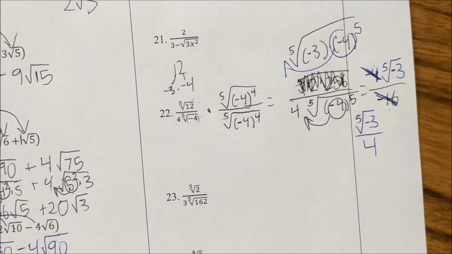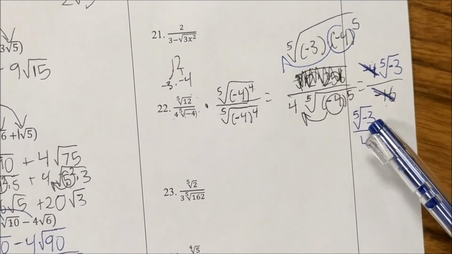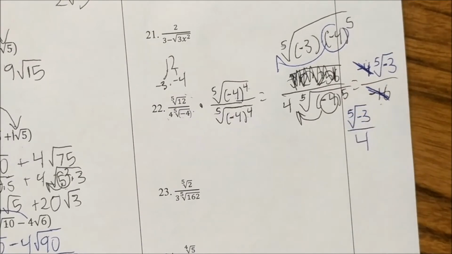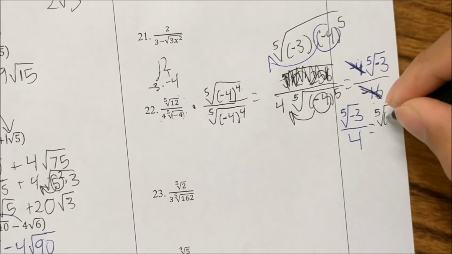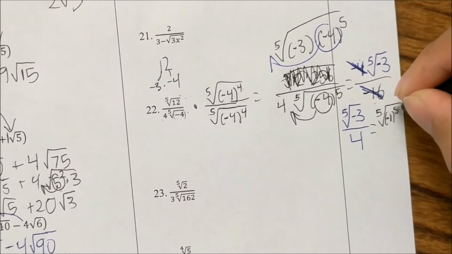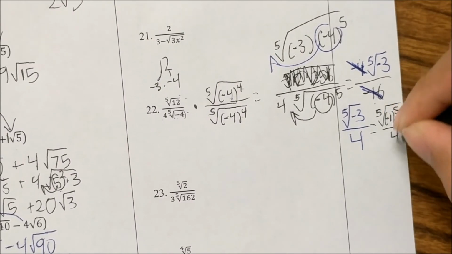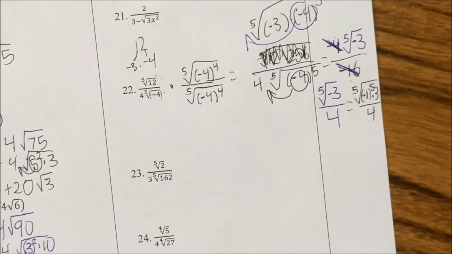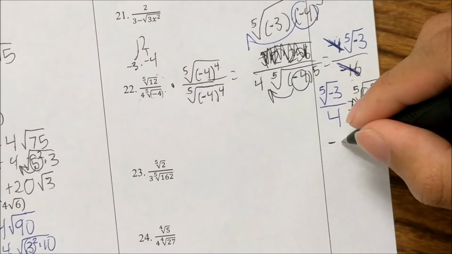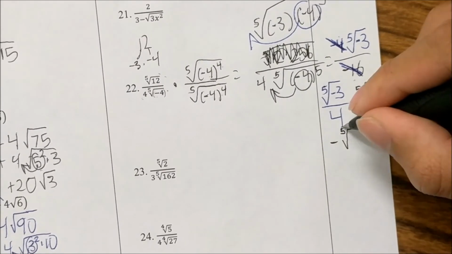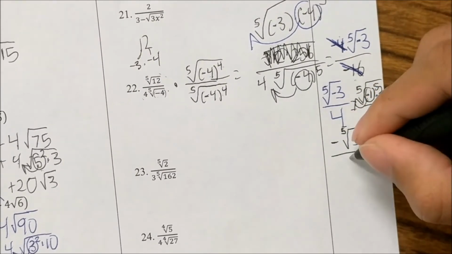Okay, and then the last thing we can do is we have a negative inside an odd root. So I can rewrite this as negative 1 to the 5th power times positive 3. So the reason I do that is so that I can take the negative 1 outside. So negative 5th root of positive 3 all over 4.